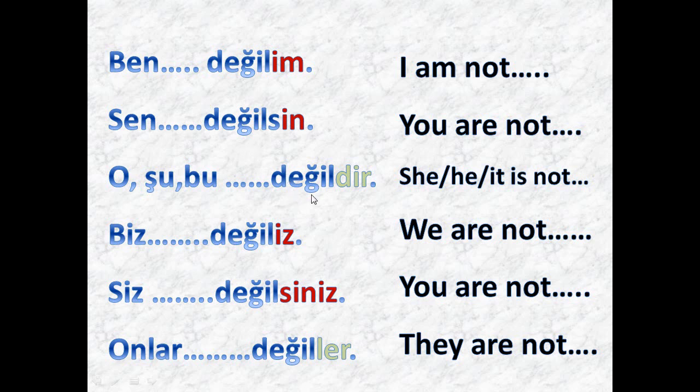O değil. Şu değil. Bu değil. And we can add der as well, but it is not commonly added. Like o değildir, şu değildir, bu değildir. It's not commonly used. They use just değil, which means she or he or it is not.